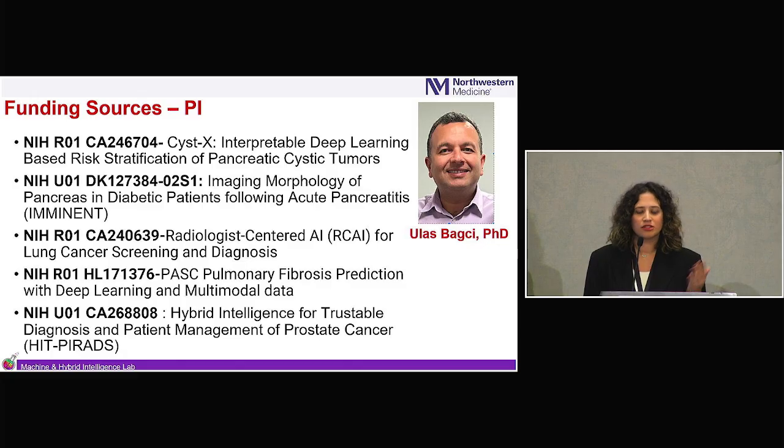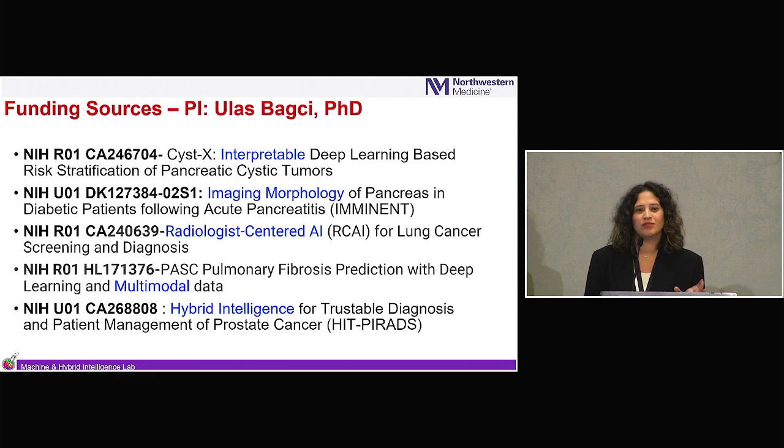And we are happy that our projects are supported by NIH with several grants. As you've seen here, we are dealing with different medical problems in medical imaging, and also if you look carefully at the titles of our projects, we always keep explainability and interpretability and human-in-the-loop systems in our medical problems and our projects.